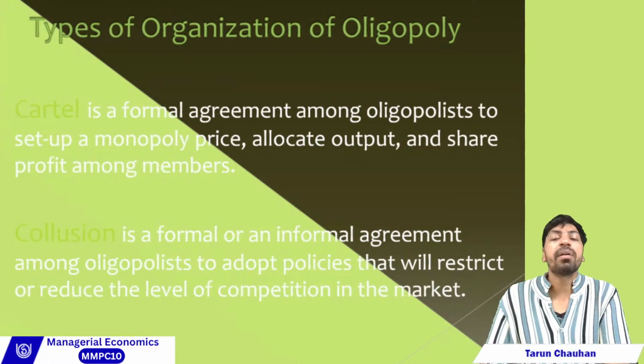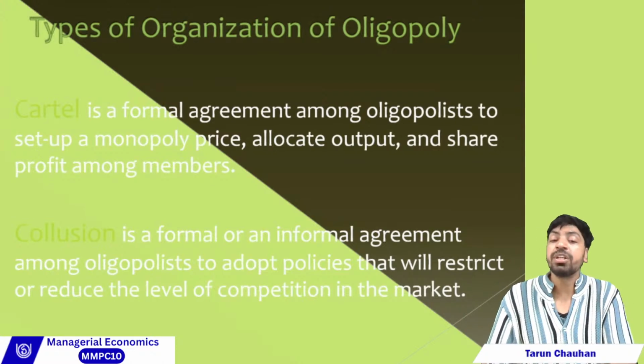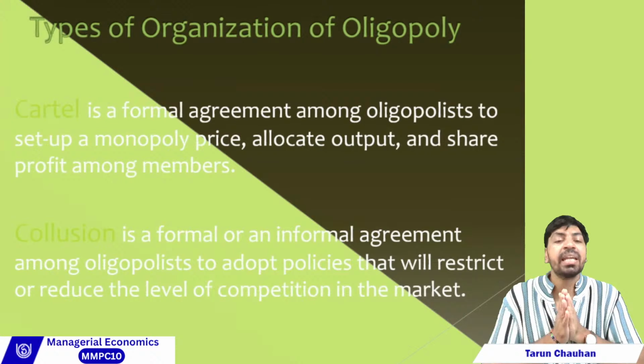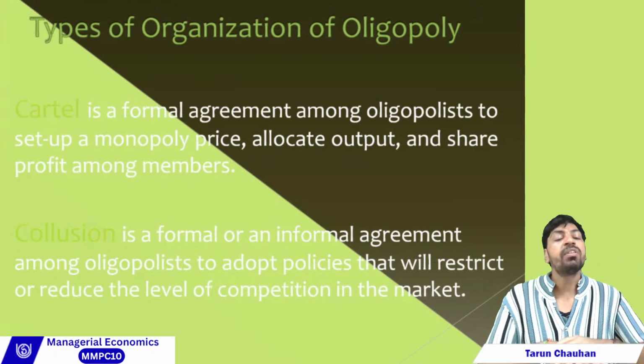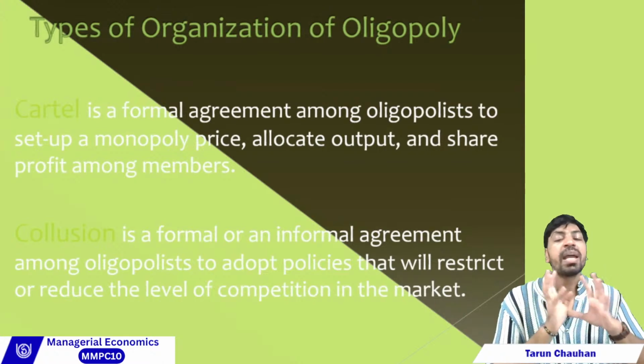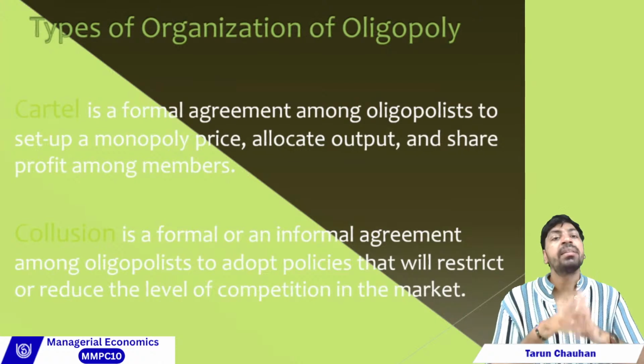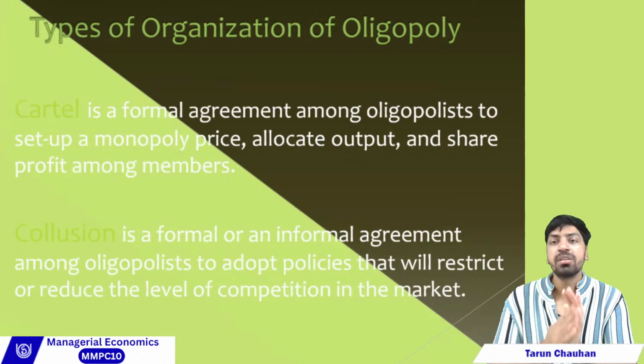Collusion is a formal or informal agreement among all those oligopolists to adopt some policy while offering goods and services into the market, and it also restricts and reduces the level of competition in the market. But a cartel will always maintain cooperation with all those members who are in the market, but collusion will always try to reduce the market and put restrictions through a formal or informal agreement among them. And these are the two types of organization of oligopoly.